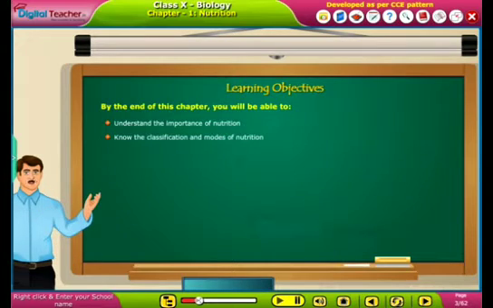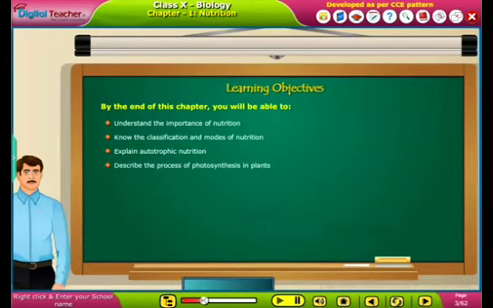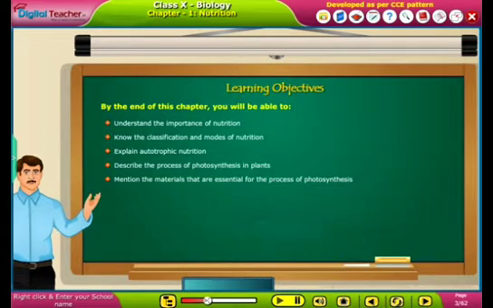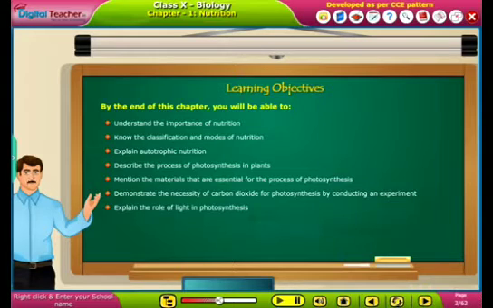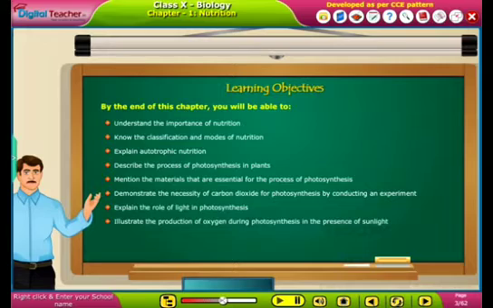classification and modes of nutrition, explain autotrophic nutrition, describe the process of photosynthesis in plants, mention the materials that are essential for the process of photosynthesis, demonstrate the necessity of carbon dioxide for photosynthesis by conducting an experiment. Explain the role of light in photosynthesis. Illustrate the production of oxygen during photosynthesis in the presence of sunlight.